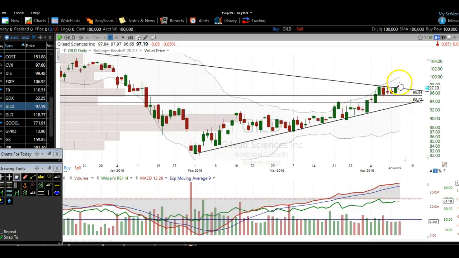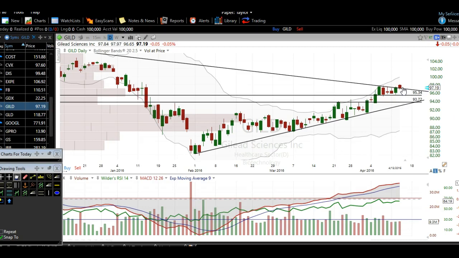We slightly closed over that trend line today. So we'll see what it does tomorrow. If we close back under it, it's not going to be good. Over it, that's going to be good. We're at a make or break point.